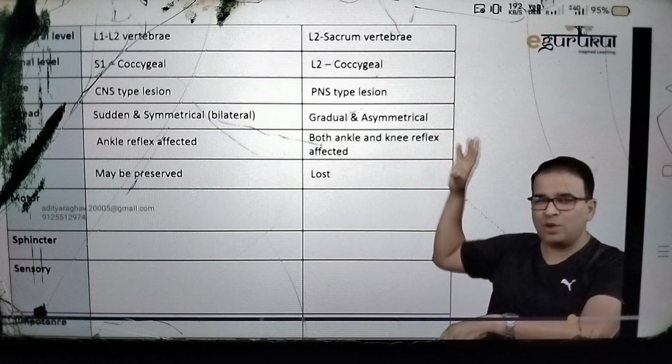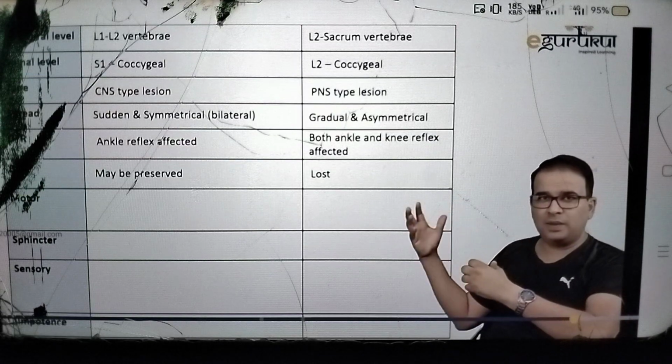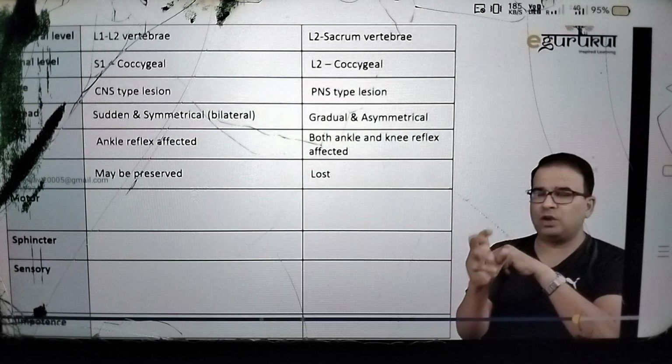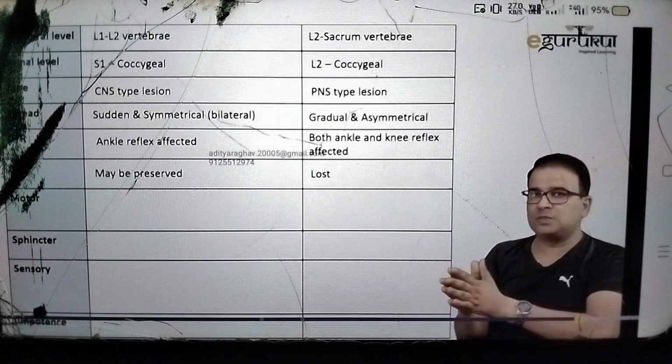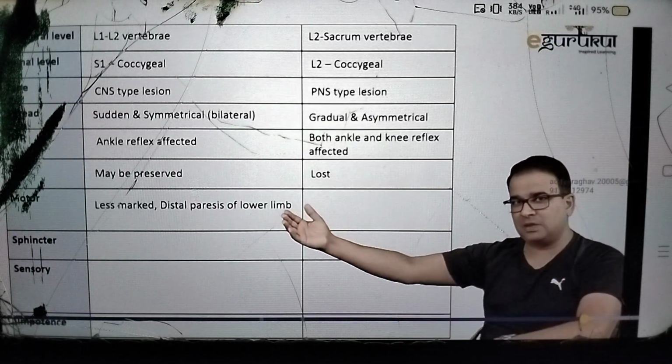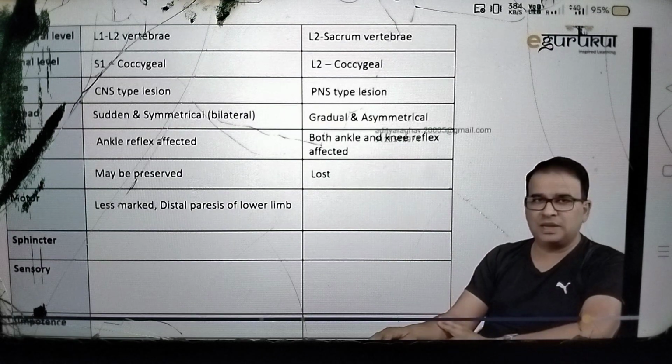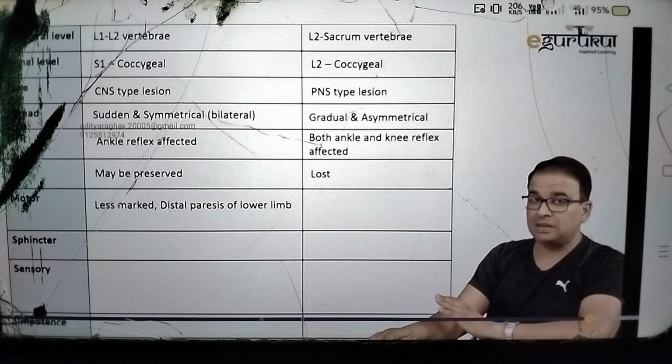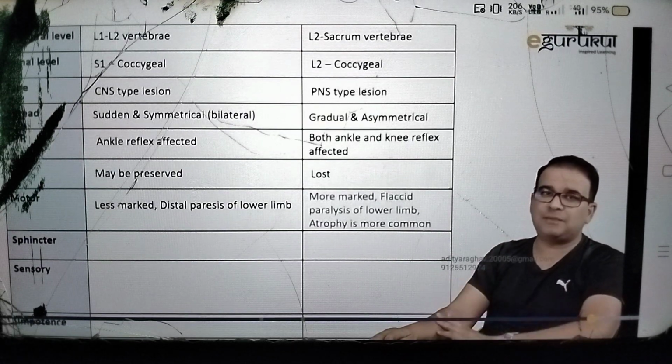So we have a more extended type of motor loss in case of cauda equina. But because specific sacral segments are involved in conus medullaris, there will be paralysis in the lower limb, but that will be a distal paralysis because the distal muscles are supplied by the sacral segments. So it is a less marked, distal paralysis of the lower limb in case of conus medullaris, whereas in case of cauda equina it is more marked. Atrophy of the muscles will be seen, and flaccid paralysis will be seen.